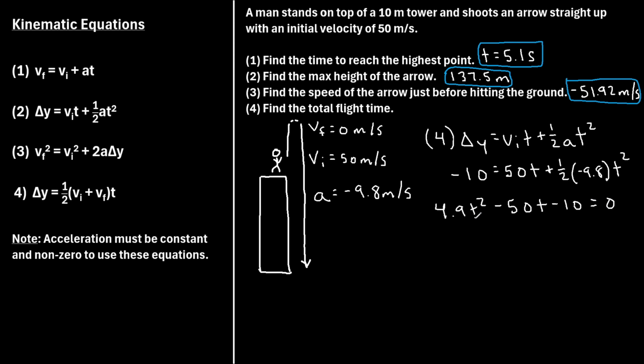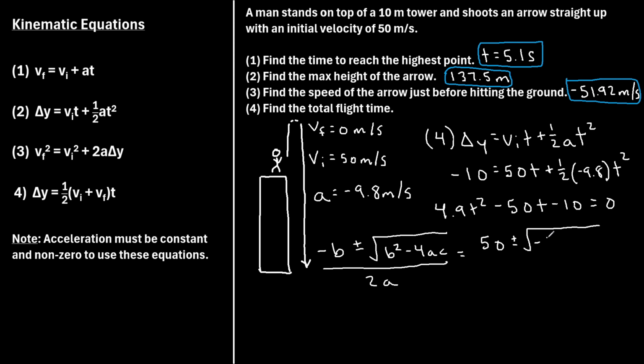We want to solve for t. To solve this one, we're going to use the quadratic equation, which is this equation right here: negative b plus or minus the square root of b squared minus 4ac, all divided by 2a. Let's fill in what we know. Negative b, so the b in this equation is negative 50. A negative 50 is a positive 50. Then we have plus or minus the square root of b squared, so negative 50 squared, minus 4 times a, which is 4.9, times c. c is the negative 10 right here, so negative 10. And that's all divided by 2 times a, so 2 times 4.9.